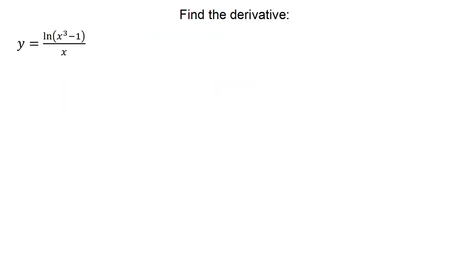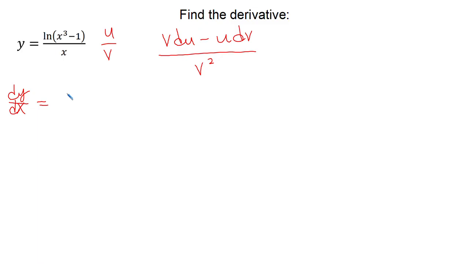Let's take a look at number 11. We've got a quotient of two functions this time. We've got the natural log of x cubed minus 1 divided by x. So we'll treat this like u over v, and we'll use v du minus u dv all over v squared. We'll use our quotient rule to find the derivative of this quotient of two functions. So we start off with v, which is just x. In fact, let's actually write dy dx here is equal to v, that's the x, and then du.